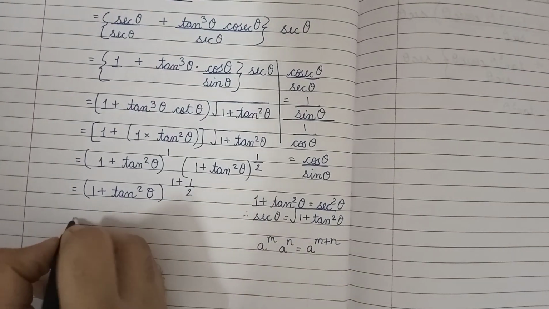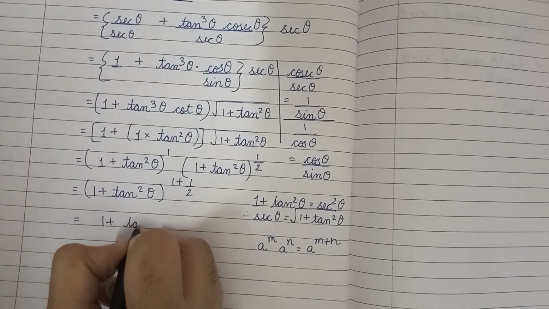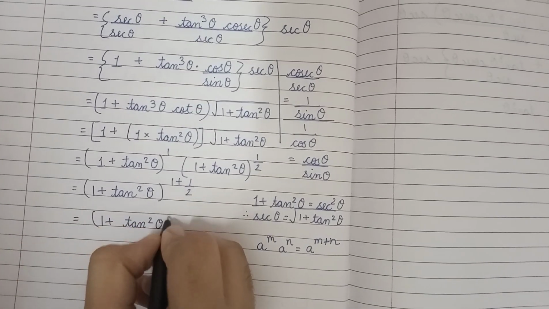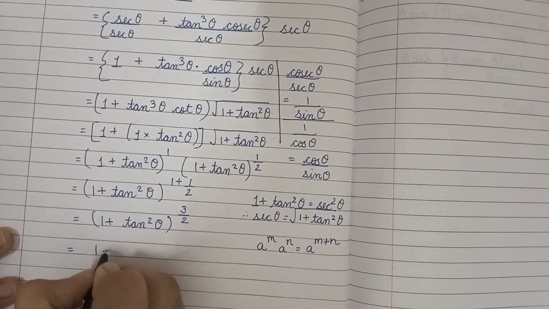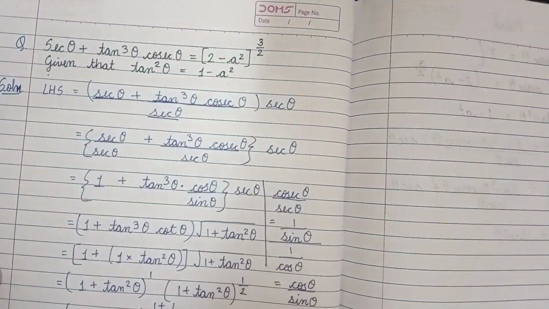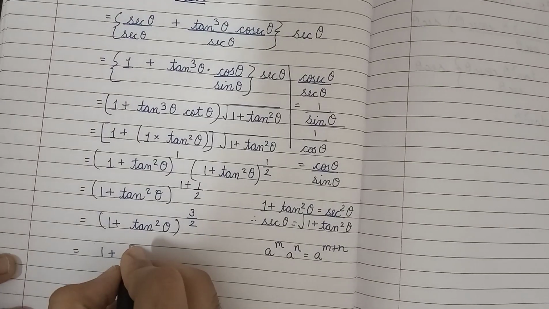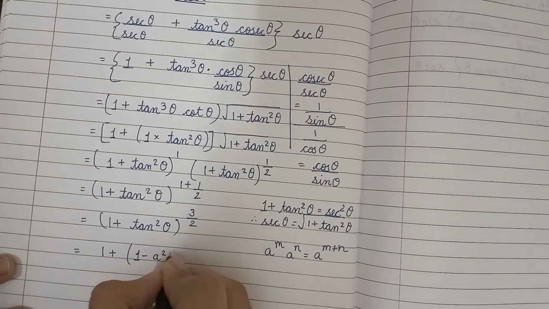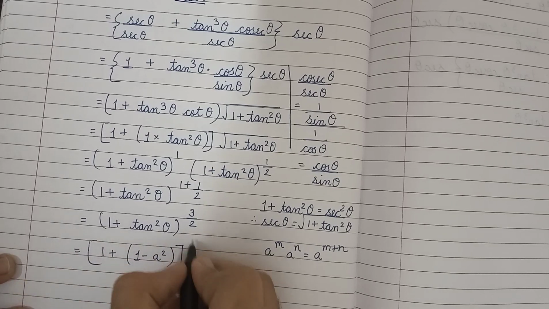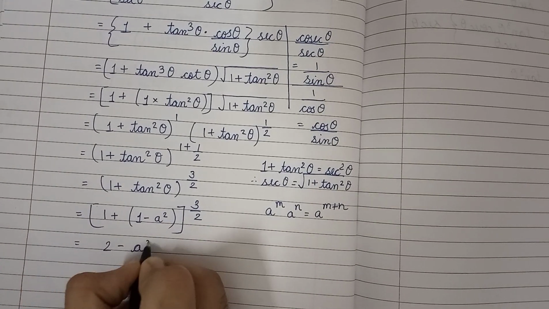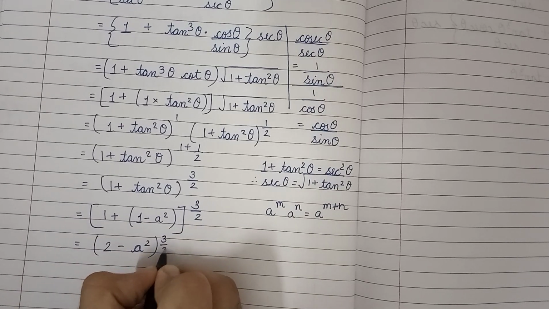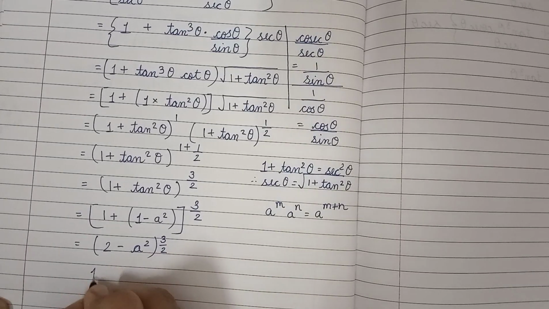Upon simplification we obtain 1 plus tan square theta whole raised to 3 by 2. We just have to add the fractions over here. Therefore, as tan square theta equals 1 minus a squared, we substitute the value, which gives us 2 minus a square whole raised to 3 by 2. And that is what we had to prove.